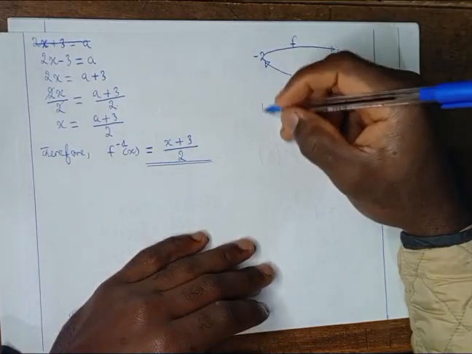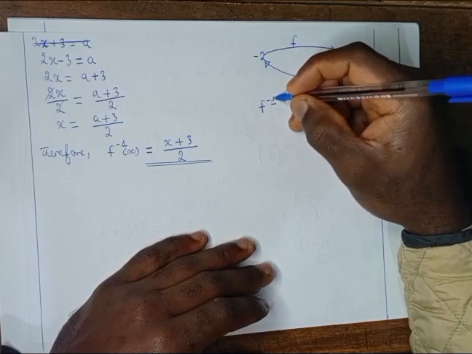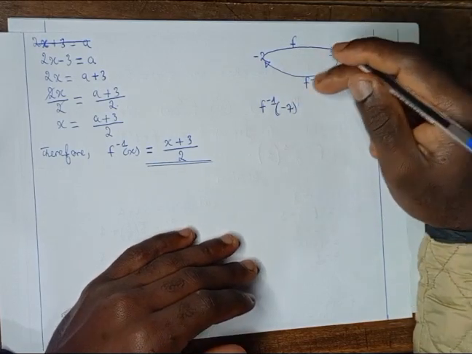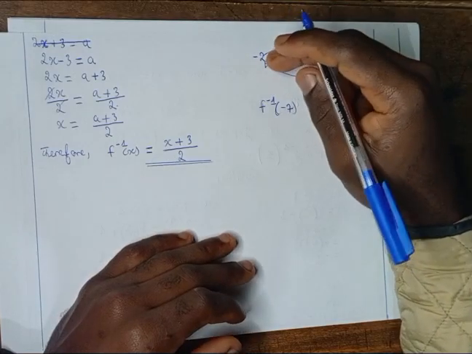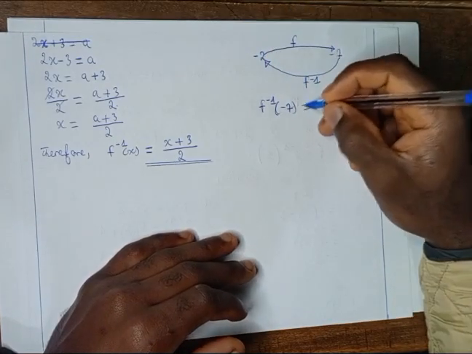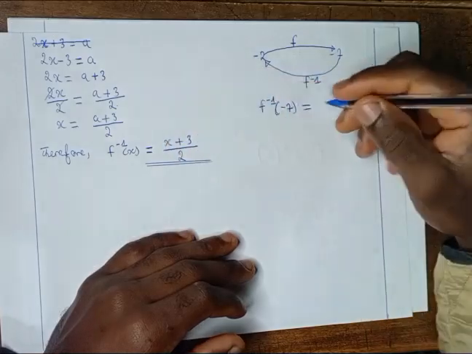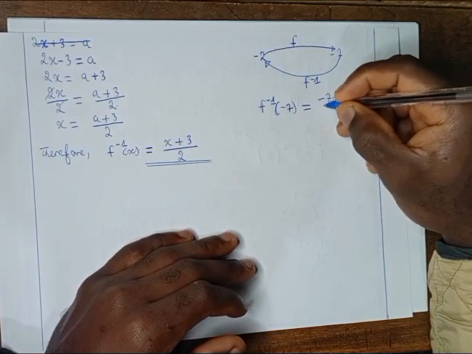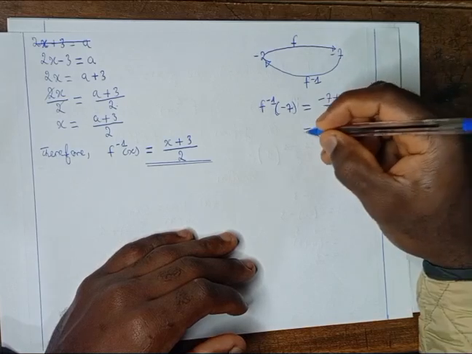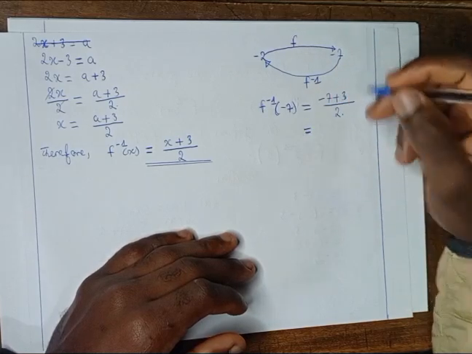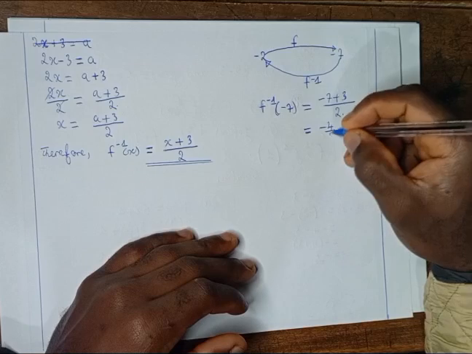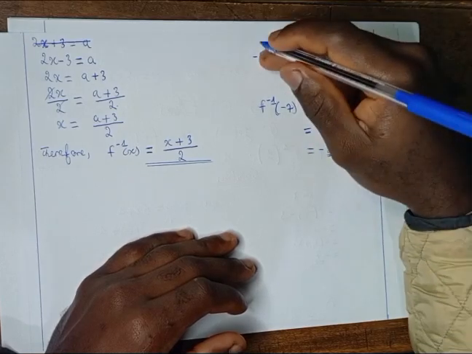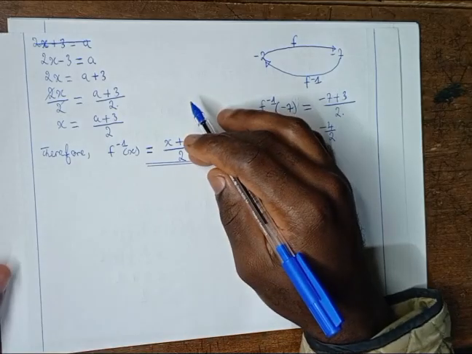Now let's calculate f inverse of negative 7. The result should be equal to negative 2. Anywhere we see x here, we have to replace x with negative 7. This will give us negative 7 plus 3, divided by 2. Negative 7 plus 3 gives us negative 4, divided by 2, which is equal to negative 2. So this is our inverse function.